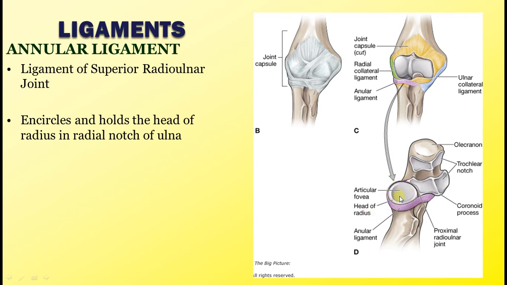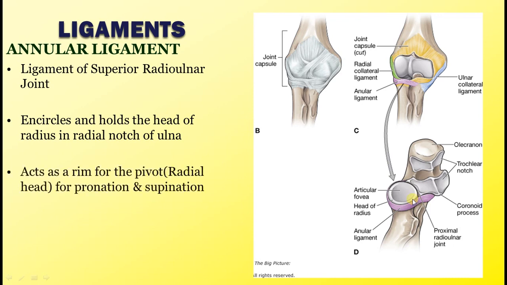So this part is for the articulation with the humerus, the capitulum of the humerus, whereas the circumference is forming the superior radio-ulnar joint articulation, which also will be lined by articular cartilage. So the annular ligament acts as a rim around which the head of the radius is going to spin, and it is actually a pivot joint.